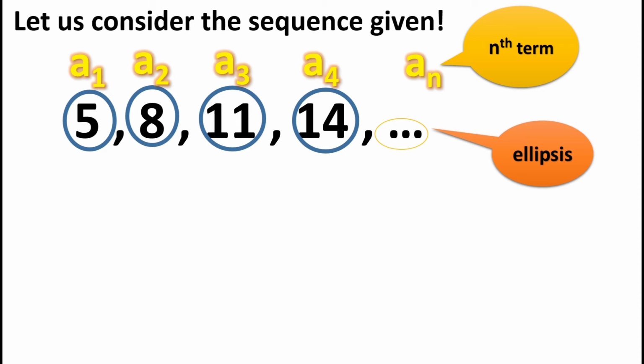Now, let us find the common difference of the sequence. Common difference is the difference between the consecutive terms. Now, we have 8 minus 5, that is 3, 11 minus 8, 3, 14 minus 11, that is 3. So our common difference of the sequence is 3.